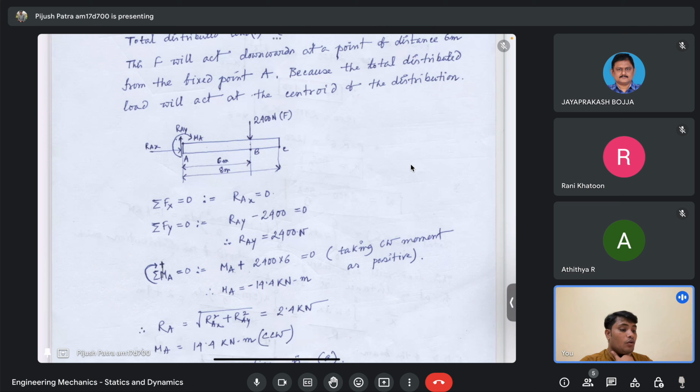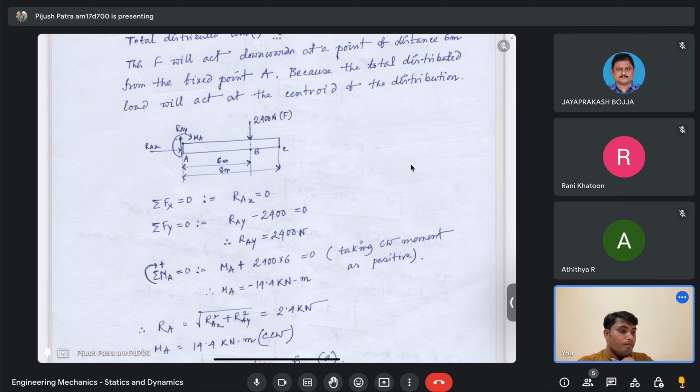So I told it wrong just a few minutes back. So clockwise is the positive bending moment. If I write in that sense, then at point A, what is the moment? MA, which I need to calculate. And what is the moment of this force, 2400 Newton, about the point A? It will be the 2400 into the distance from the point A, which is 6 meter, and the force is acting vertically downward, so the moment is also clockwise.